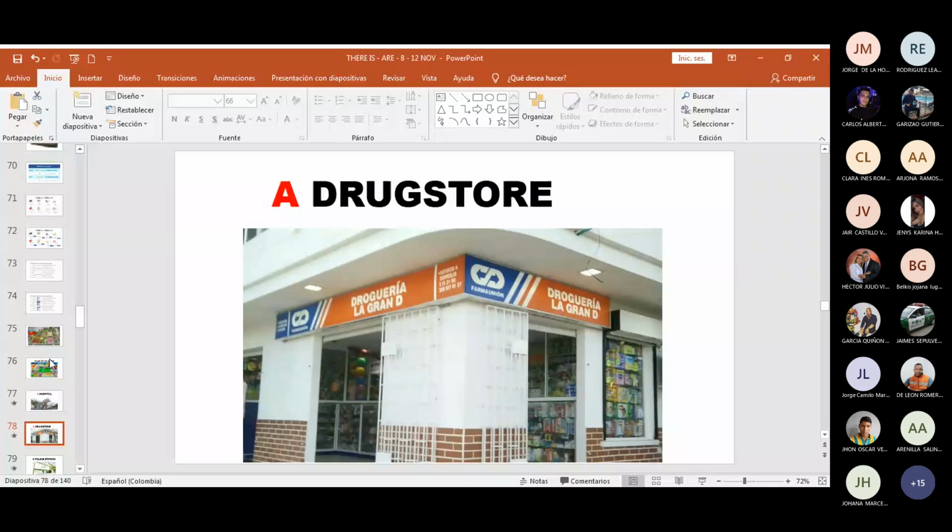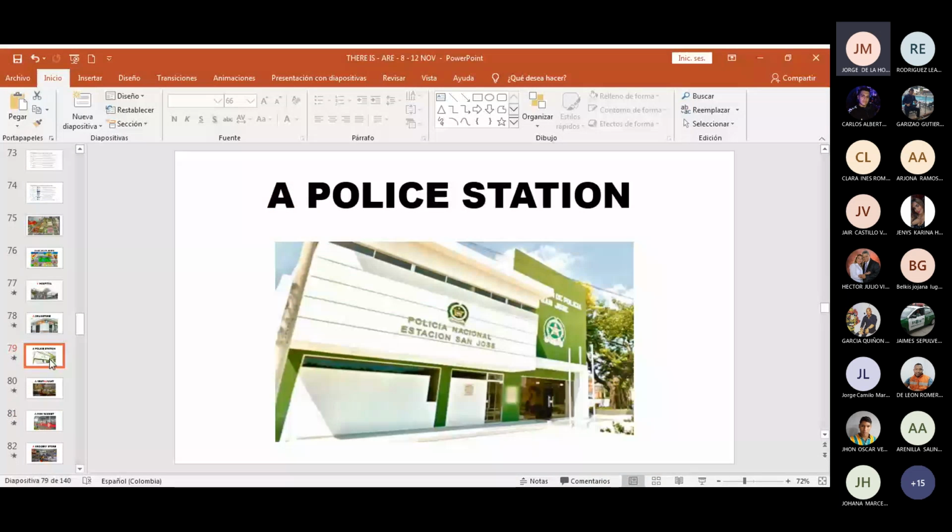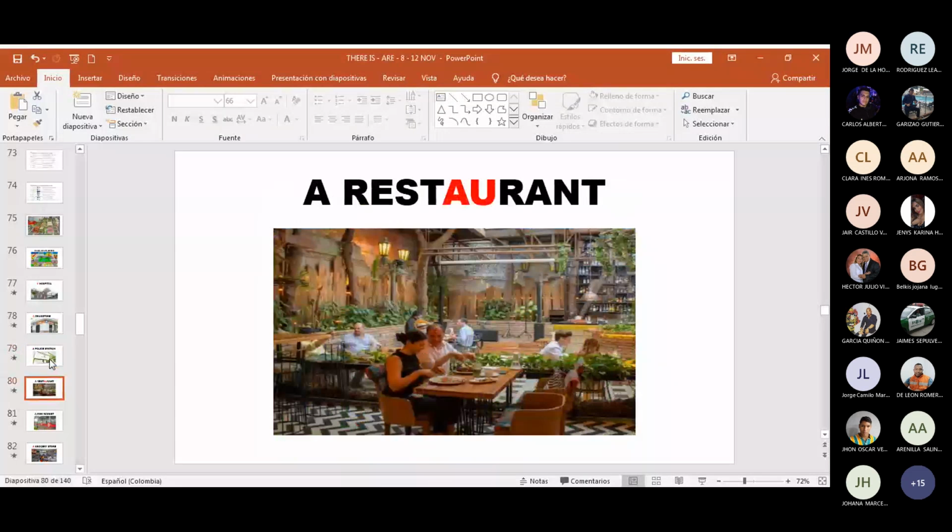And a drugstore. Drugstore in Spanish. Una droguería o una farmacia. Very good, student. What about a police station? Police station. In Spanish, estación de policía. Very good, student. A police station. How do you say restaurant in English? A restaurant. Very good. Un supermercado pequeño en English?